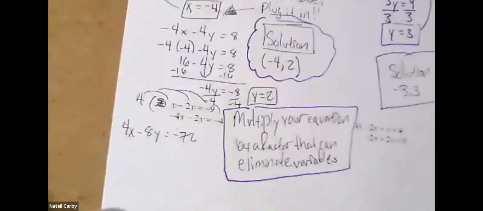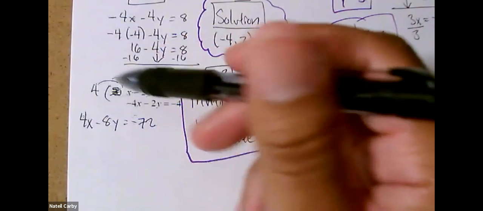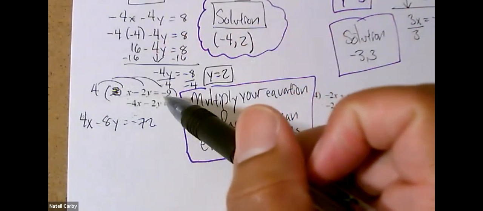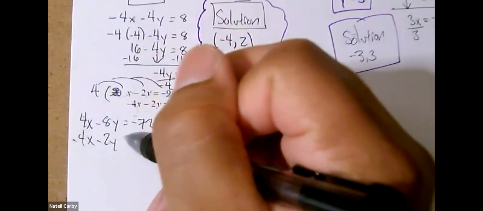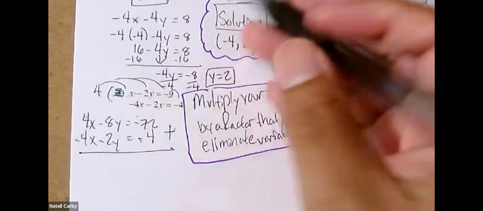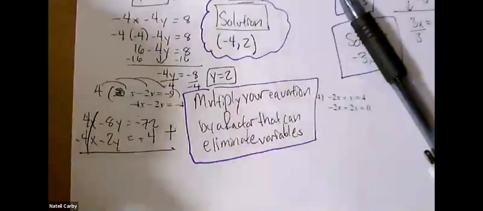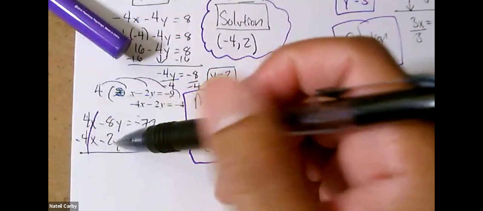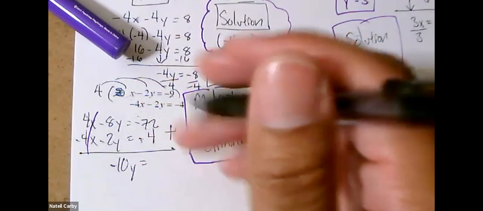Let's move it over here. So yeah, when you multiply the equation by the outside factor, make sure you multiply all of the terms that are in the parentheses. Multiply everything. All right, now I have a negative 4x. Well, negative 4x minus 2y equals negative 4. Okay, when I add them up, 4x and negative 4x cancel each other out. Negative 8 plus negative 2, negative 10y. And 72 plus 4, 76.